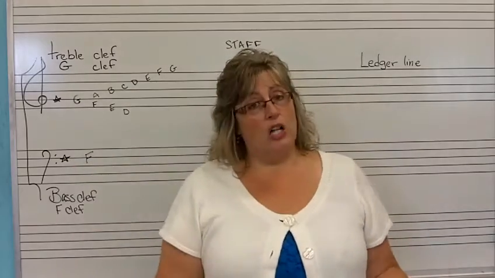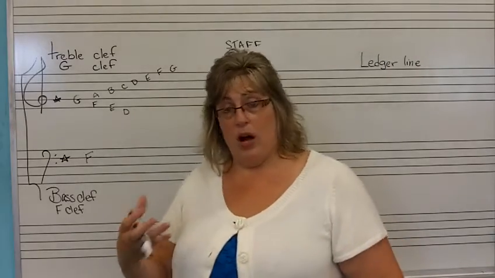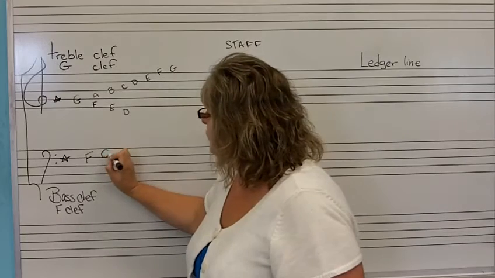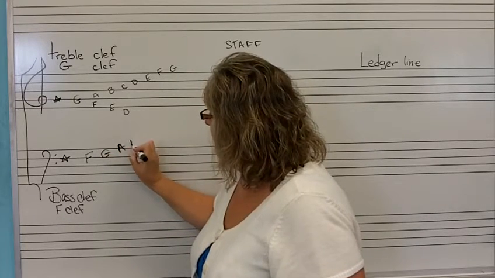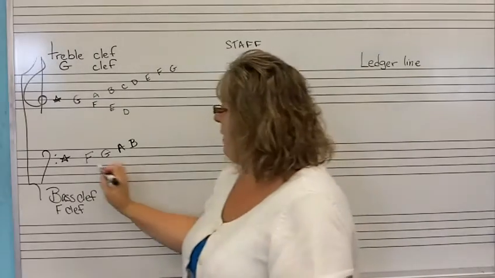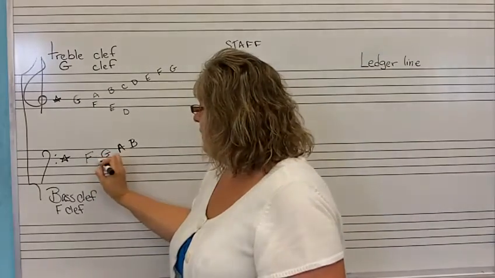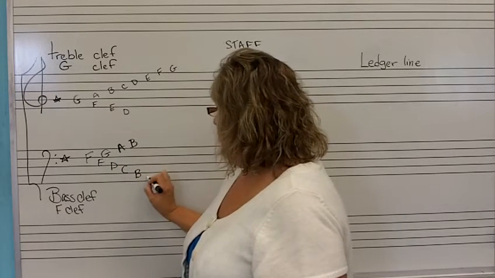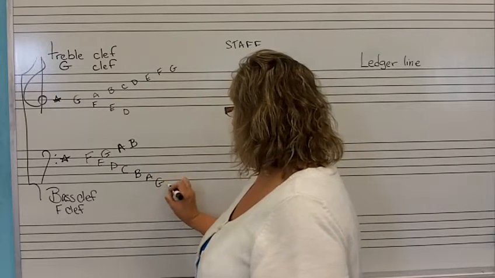So again, following my protocol, if I go up the staff, I'm going forward. So I have F, G, A, B. If I'm going down the staff, I'm going backwards in my alphabet. So this is F, E, D, C, B, A, G, F.